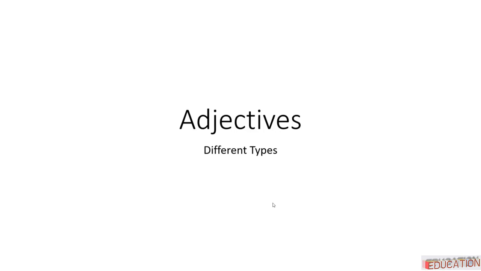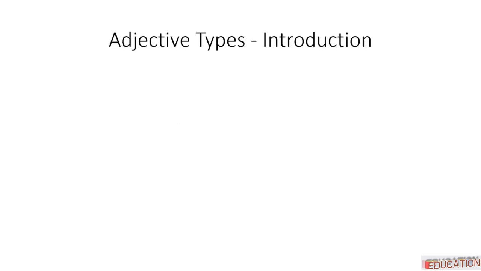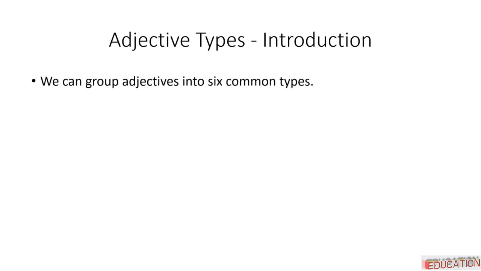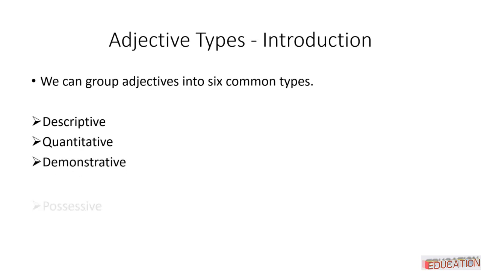This lesson is on different types of adjectives. We can group adjectives into 6 common types, and these are descriptive, quantitative, demonstrative, possessive, interrogative, and distributive. And we'll look at examples of all of those now.